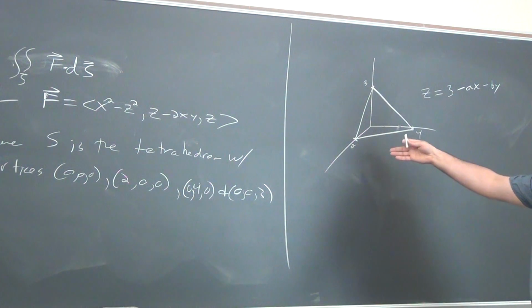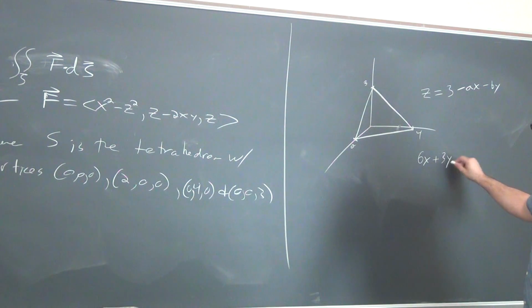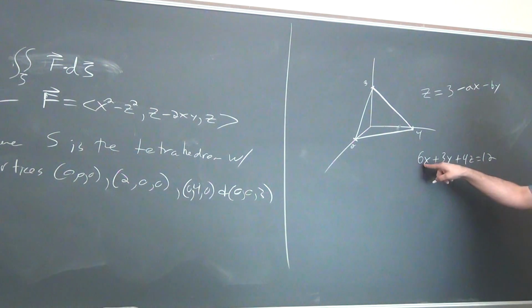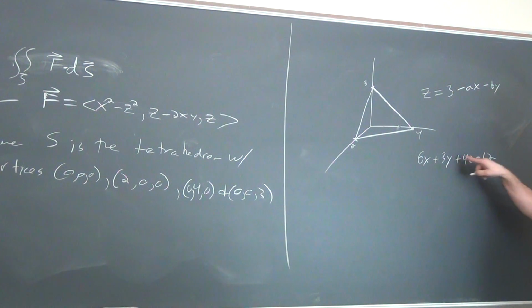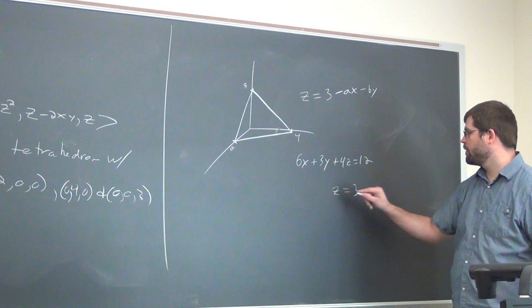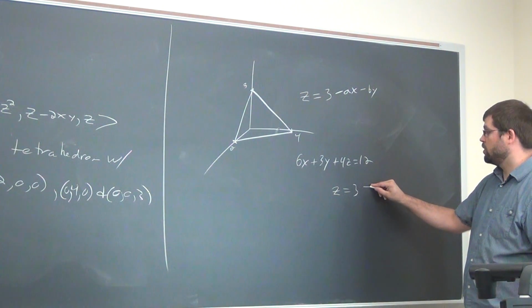Another way might be this, if you've seen this one before, you might realize if I did 6x, 3y, and 4z equals 12, I get the right thing as well, right? Because then I'd get an x-intercept of 1, a y-intercept of 4, a z-intercept of 3, so that plane would work. So however you come up with the plane is fine with me.